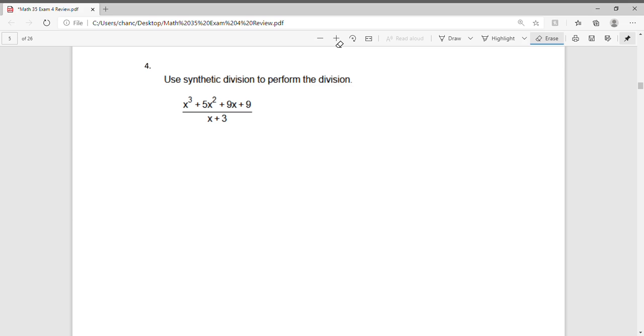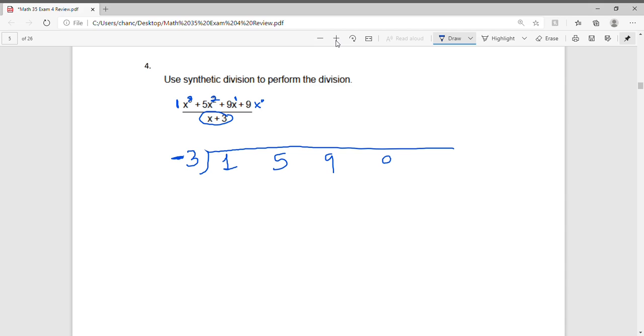In question 4, let's use synthetic division to perform the division. Before I start synthetic division, I need to make sure this is in descending order of powers. We have a power of 3, power of 2, power of 1, and a power of 0, so we're okay with the numerator. To do synthetic division, make sure we put a negative 3 here on the outside. We have an x plus 3 here, so I want to make sure I use a negative 3 for our divisor. Our coefficients are 1, 5, 9, and 9.